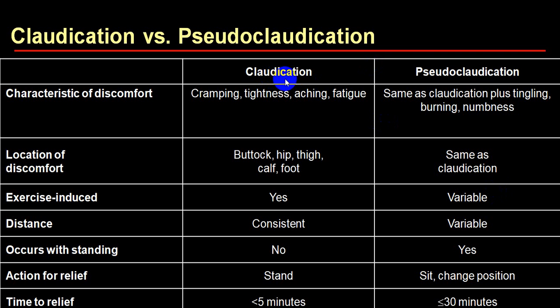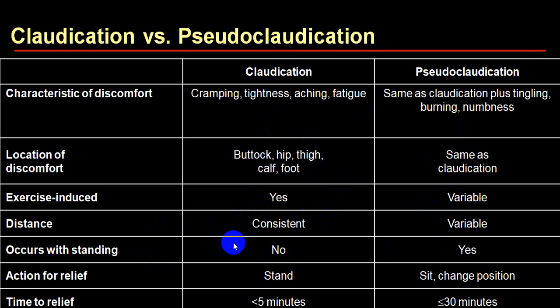There is something called claudication and pseudo-claudication. Now, in classical claudication, the person will complain of cramping, tightness, aching, fatigue, etc. While in pseudoclaudication, the clinical complaint is the same, but in addition, tingling, numbness or a burning sensation will be typical. Claudication will be more common in the buttock, hip, upper part of thigh, calf and foot. Here also it is distributed almost like claudication. Claudication will come on exercise, while this may be variable. Distance is constant in claudication, while in pseudoclaudication it will be variable.